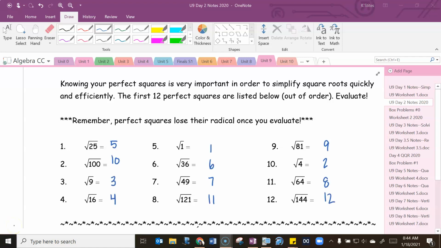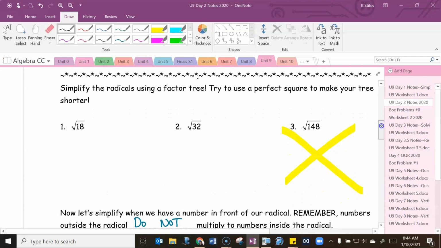Alright, welcome back. So here are your answers. The big thing you want to remember is that perfect squares lose their radical once you evaluate. So that's what makes them perfect. They no longer need a radical. So go ahead and check these answers and then we're going to move on to some non-perfect squares.